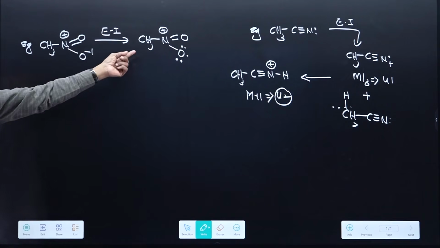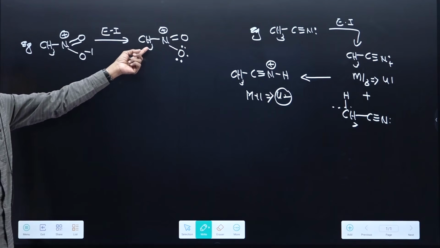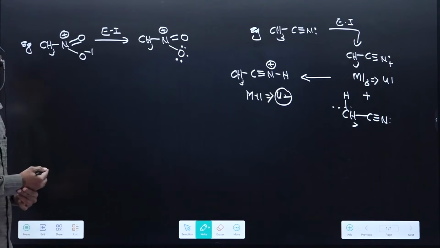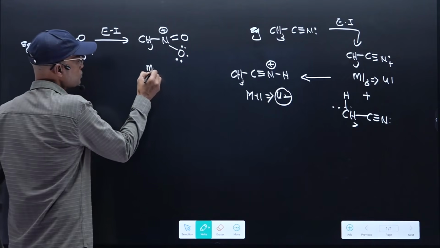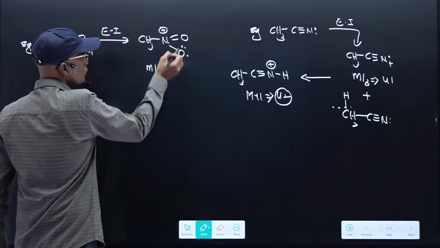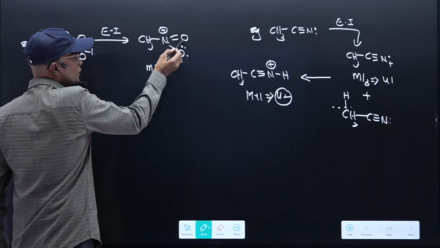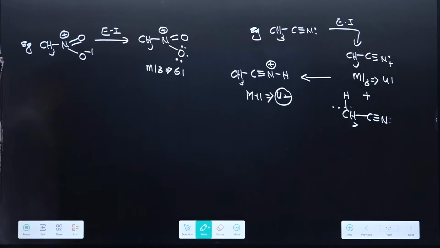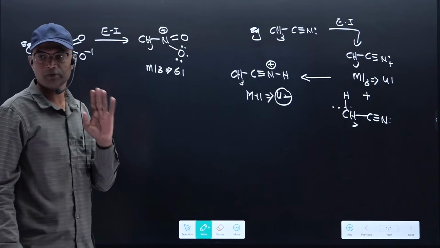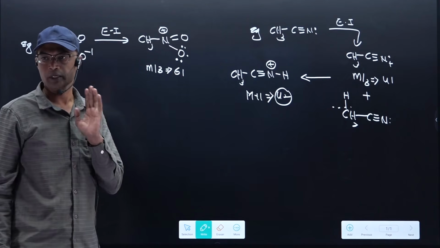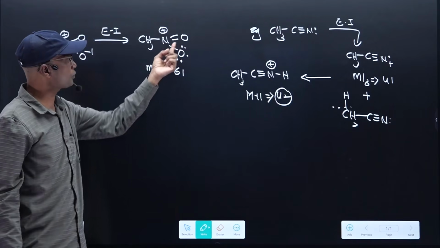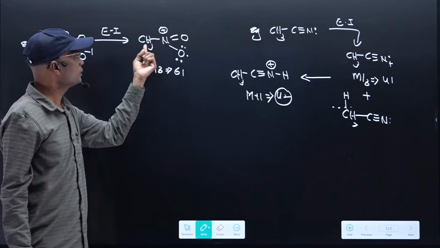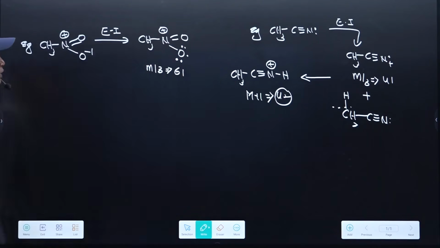Now what is the m/z value of this one? First we need to calculate very fast. 12 into 4, 48. Then every nitrogen 2, every oxygen 4. 48 plus 2, 50. 54, 58. Then 3, 61. That's why I'm saying it is better you practice with 12 every time. The m/z value is 61.